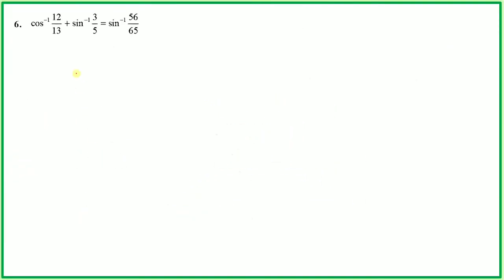We start with question number 6: cos inverse 12 upon 13 plus sin inverse 3 upon 5 is equal to sin inverse 56 upon 65. Remember what I told you: single term.